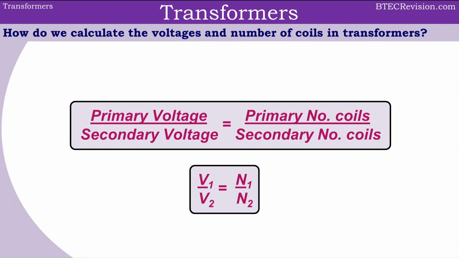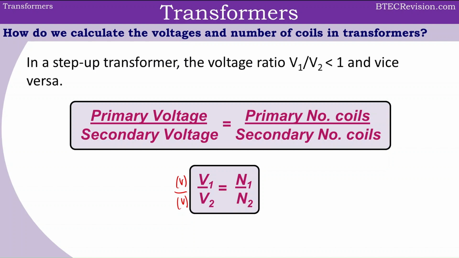And looking at the units, number of coils does not have any unit, so N1 divided by N2 has no unit. And voltage has unit of volts, so volts divided by volts is just 1, therefore this side has no units either. In a step-up transformer, the voltage ratio V1 divided by V2 is going to be less than 1. In a step-down transformer, the opposite is true. The voltage ratio V1 divided by V2 is going to be bigger than 1.